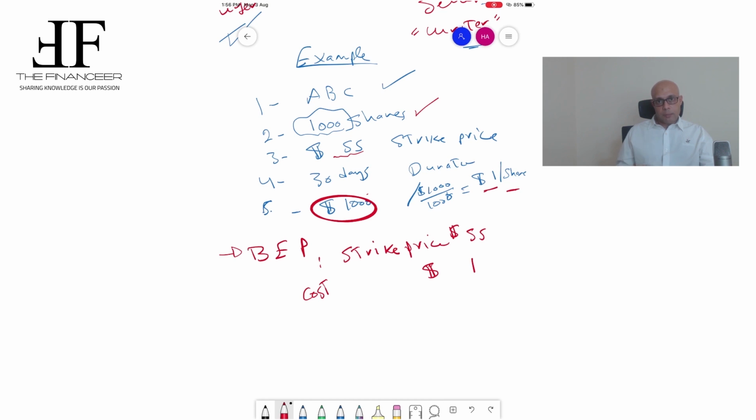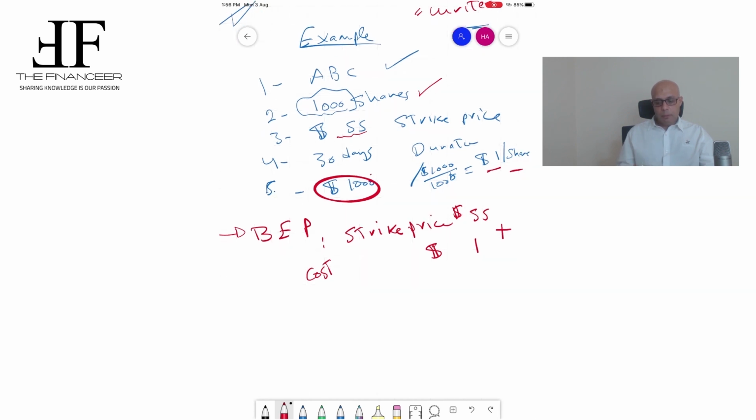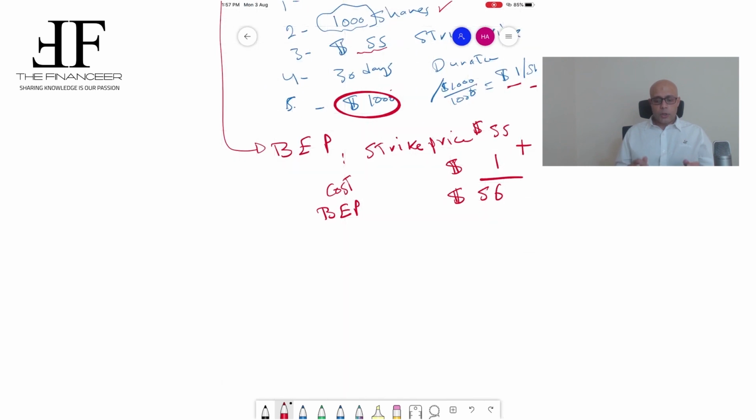If you would like to calculate the break-even price, you have to sum up these two components. So 55 plus 1 equals $56. This is the break-even price, and this is the point at which the buyer of the contract will start to realize a gain. We are going to take scenarios to explain all of this. We also need to understand that the cost to purchase this contract, which is $1,000, is a sunk cost.